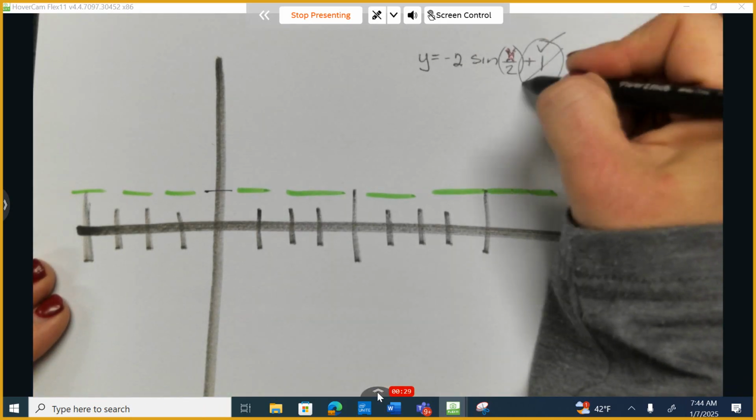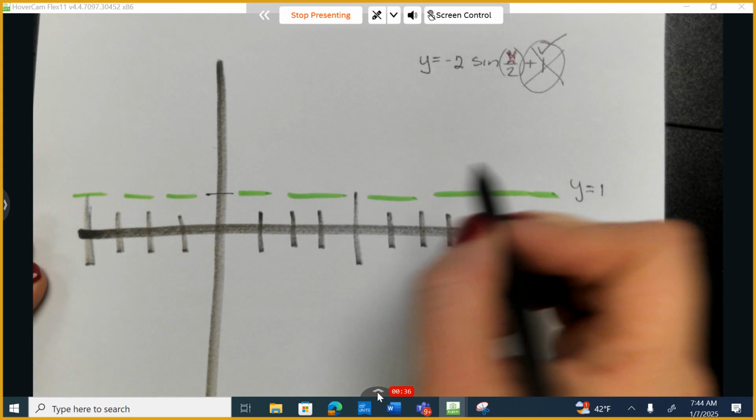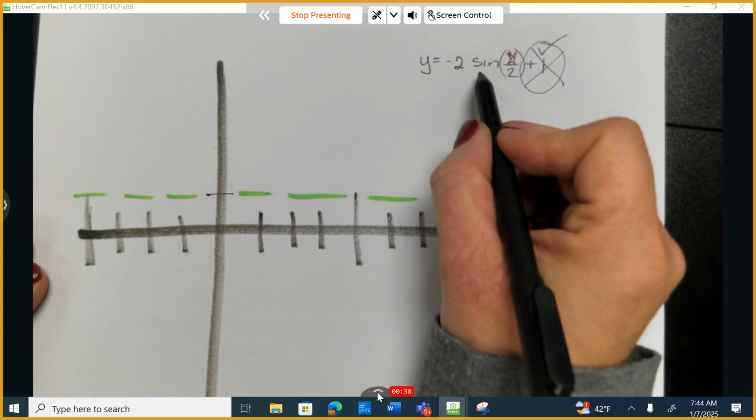This is now a vertical shift. I've taken care of this. If I want, I can even cross it out. The next thing I'm going to do is identify what is the period length, which is the length of one cycle of the sine curve.